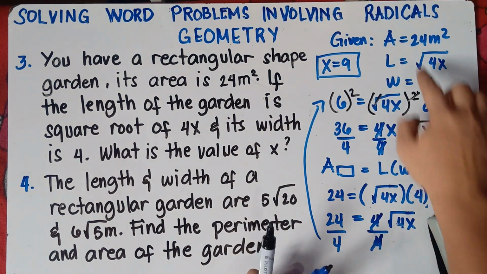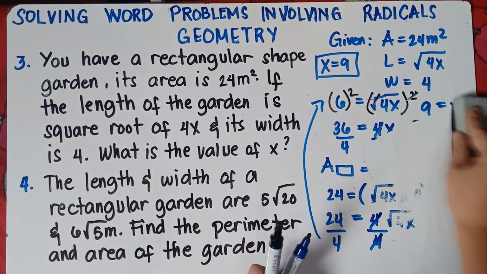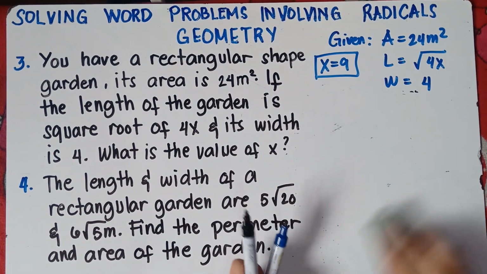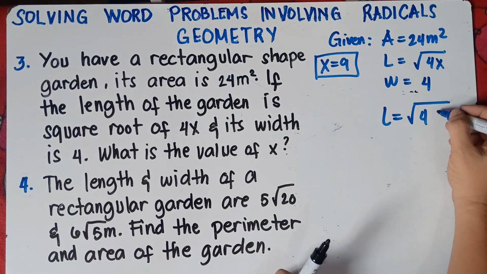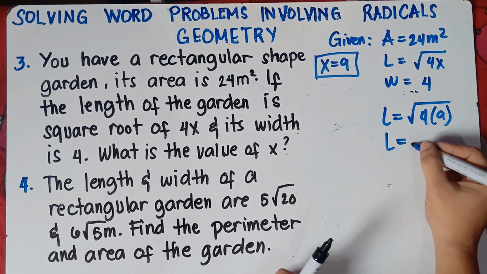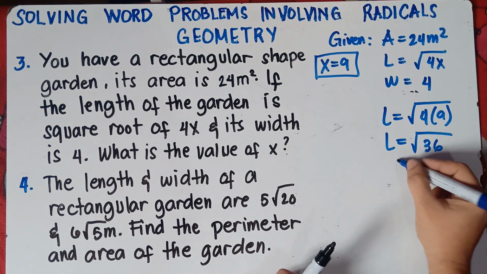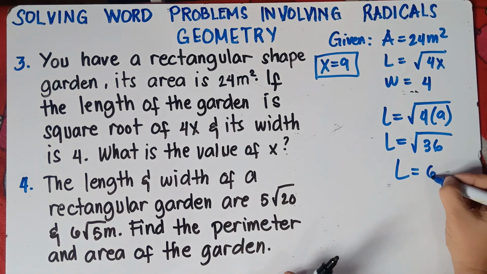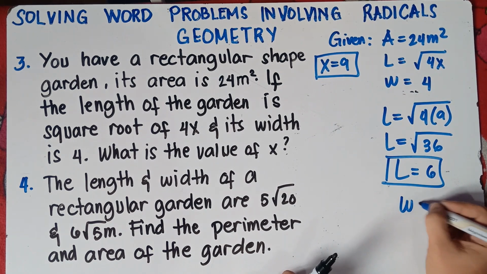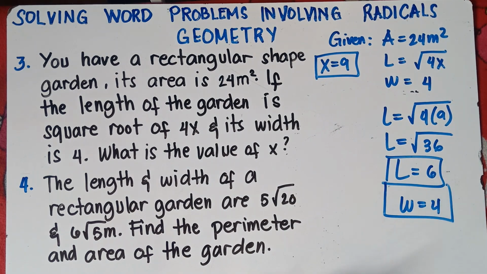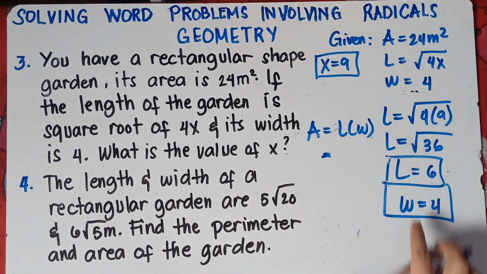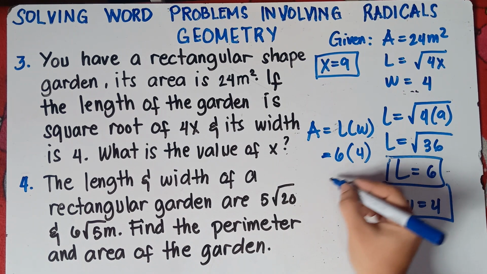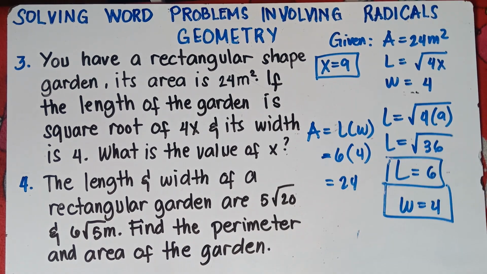Let's check, class, if we really get 24 meters squared. So let's check our answer. Our length equals square root of 4x. Our x is 9, so square root of 4 times 9. So length equals square root of 4 times 9, that is 36, and the square root of 36 is 6. So our length is 6, and our width is 4. Because the area equals length times width, we multiply 6 times 4, that is 24. Therefore, our answer is correct.